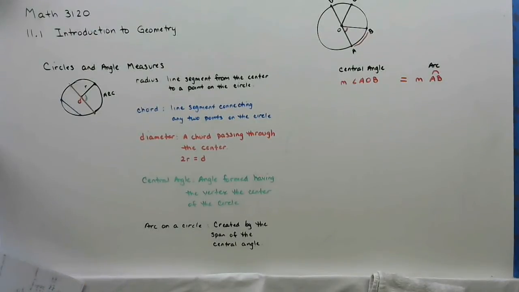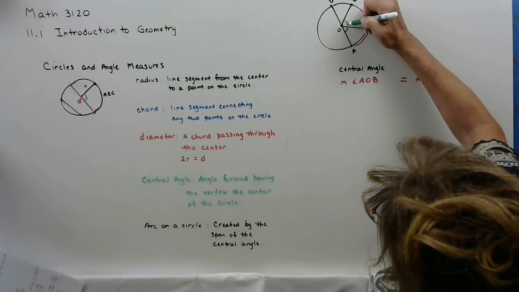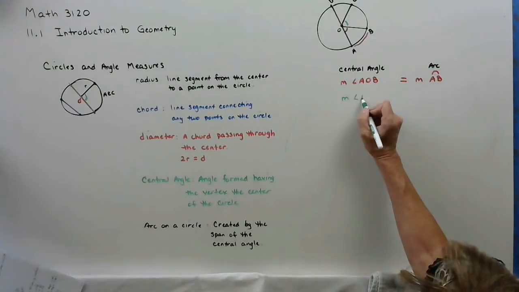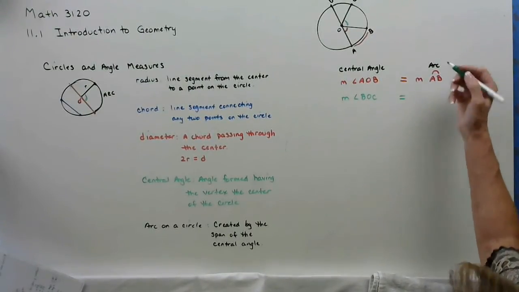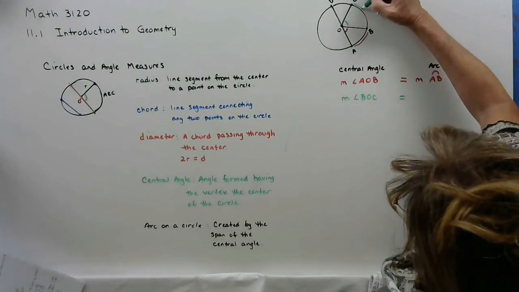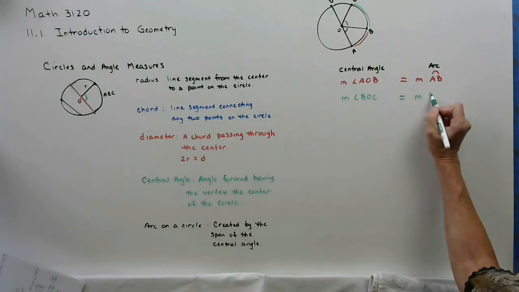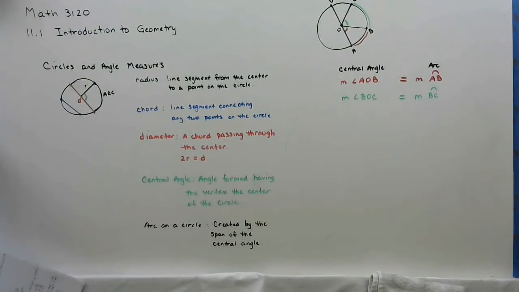So let's say I give you BOC, and I'm putting it in green. Well, the measurement of that central angle from B to O to C will be exactly the same as the measure of the arc that it spans. So again, whatever that central angle measure is, that arc measure is.